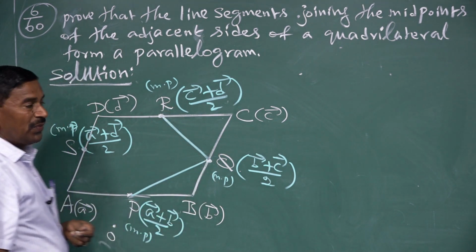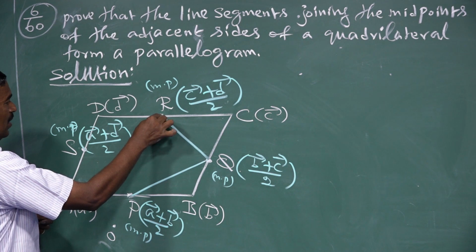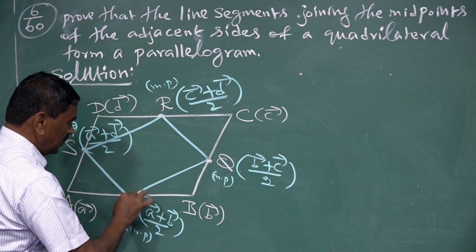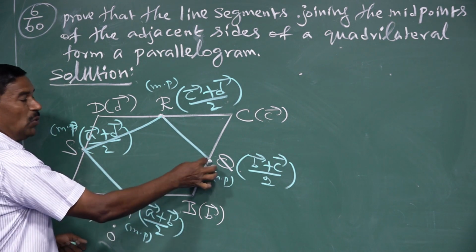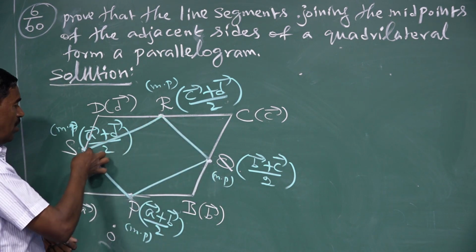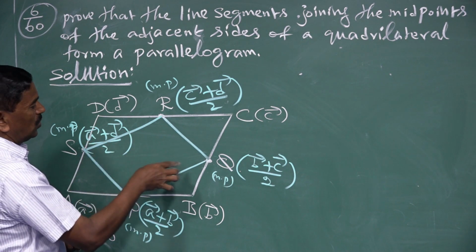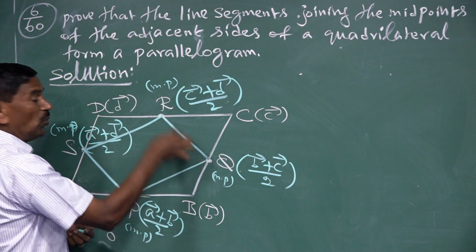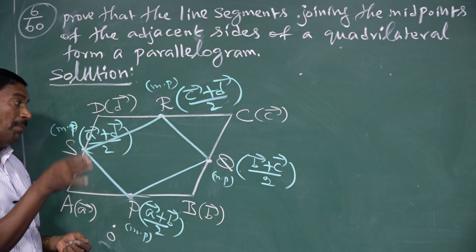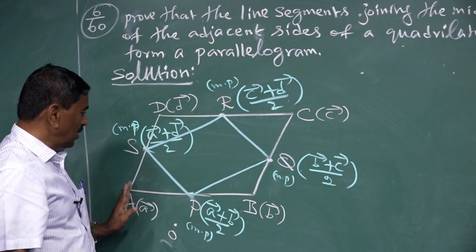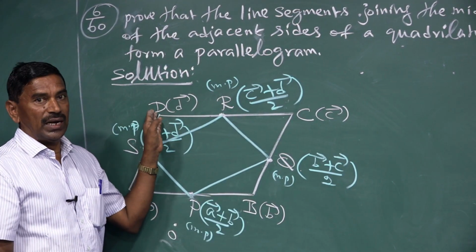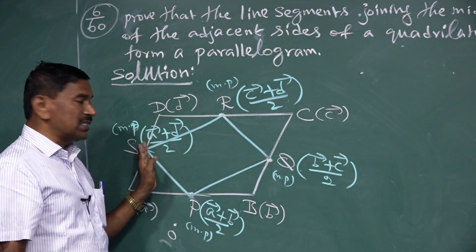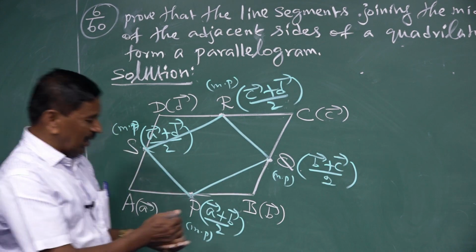Now join PQ, QR, RS and SP. So PQRS, we want to prove PQRS is a parallelogram. Given that ABCD is a quadrilateral, we have to prove PQRS is a parallelogram. Okay, now let us write the theory portion.